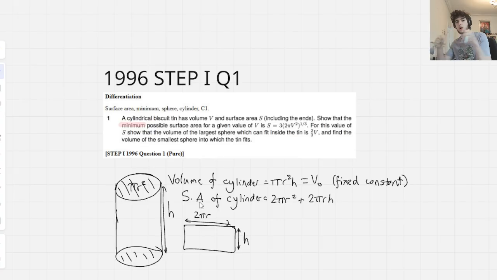Whenever you unwind that curved face, you will indeed get a rectangle with these dimensions, and clearly the area of that rectangle is 2 pi r times h, 2 pi r h. So this 2 pi r squared is the circular faces on the ends, and the 2 pi r h is the curved face connecting them. That accounts for every piece of area on the outside of the biscuit tin, and therefore our surface area of the cylinder is 2 pi r squared plus 2 pi r h.